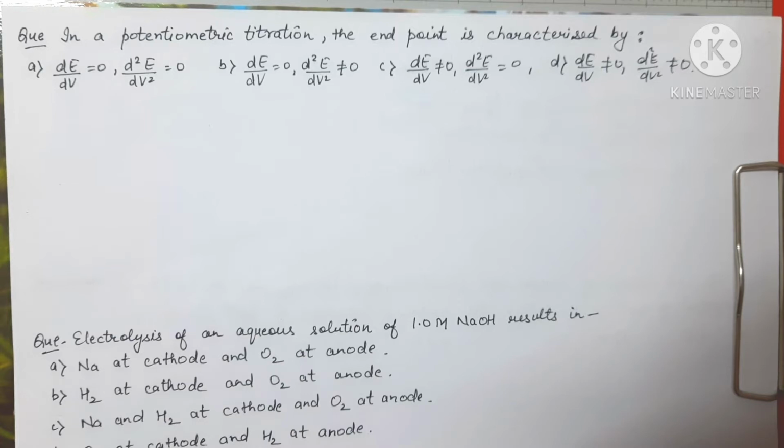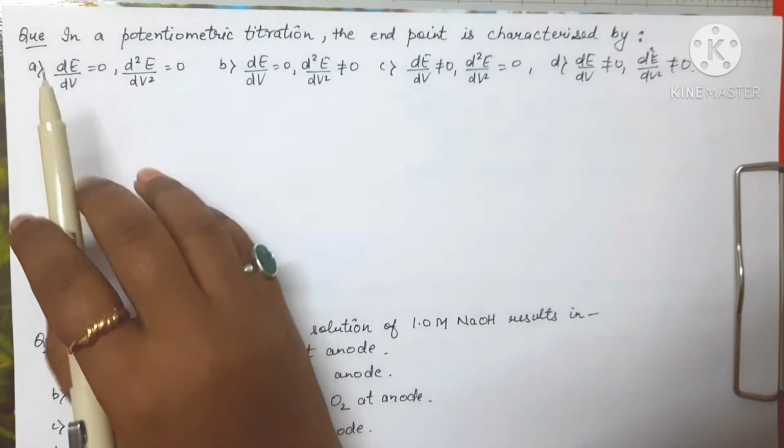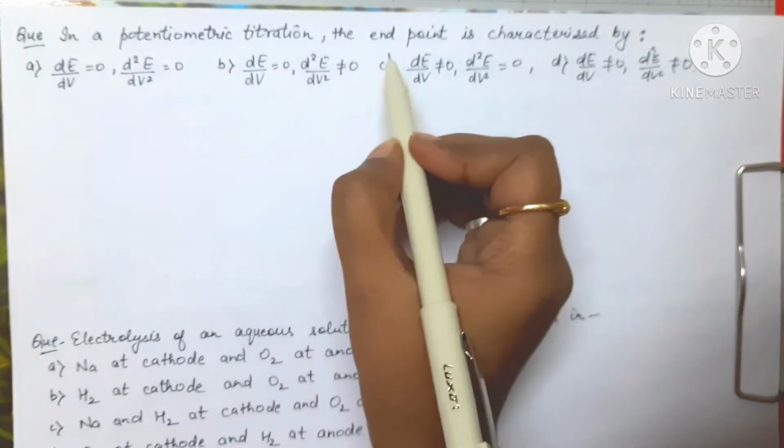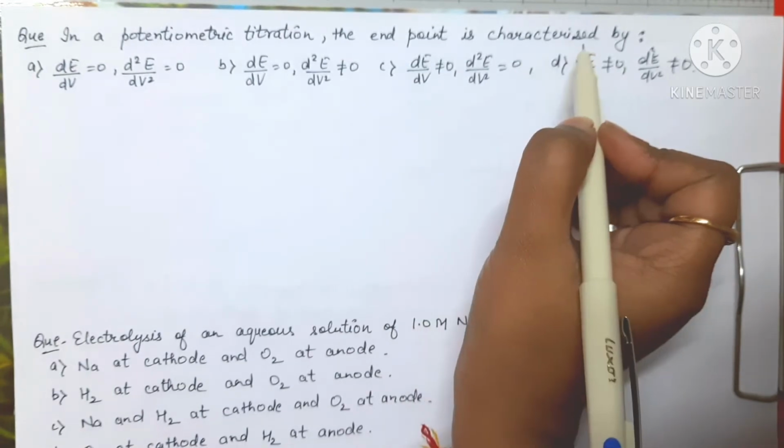So today also we are going to discuss some of the previous year questions of electrochemistry which are being asked in the CSIR NET exams. So the first question given to us is, in a potentiometric titration, the end point is characterized by.